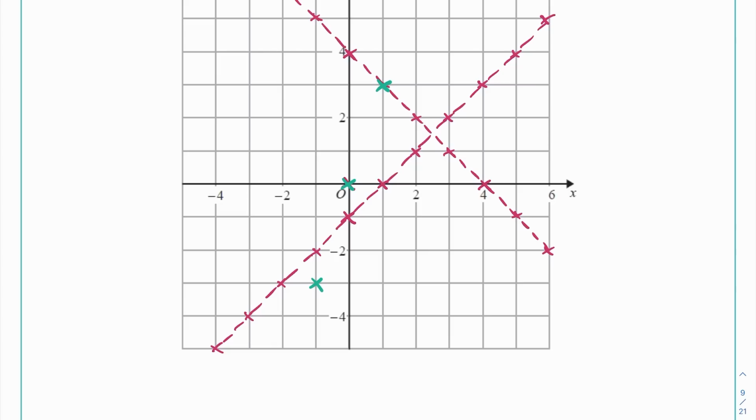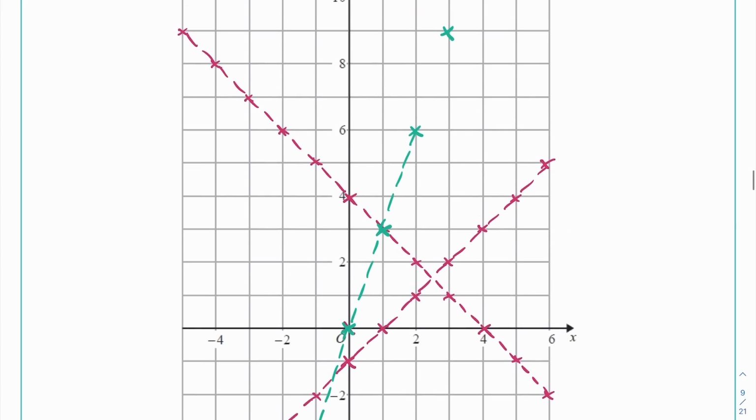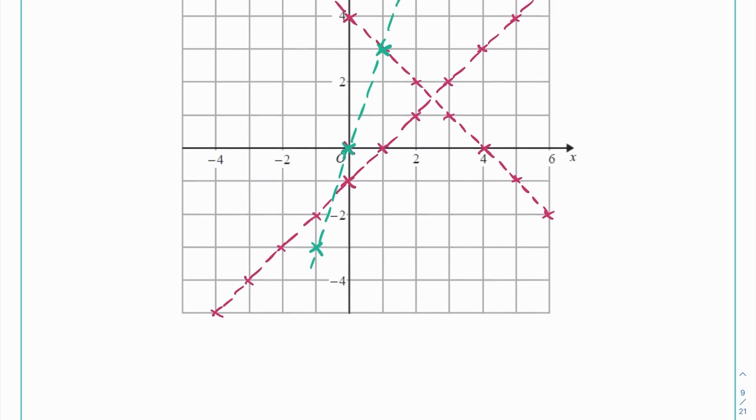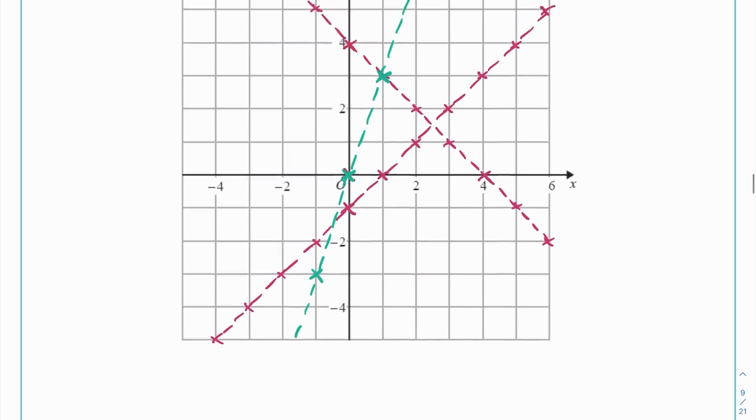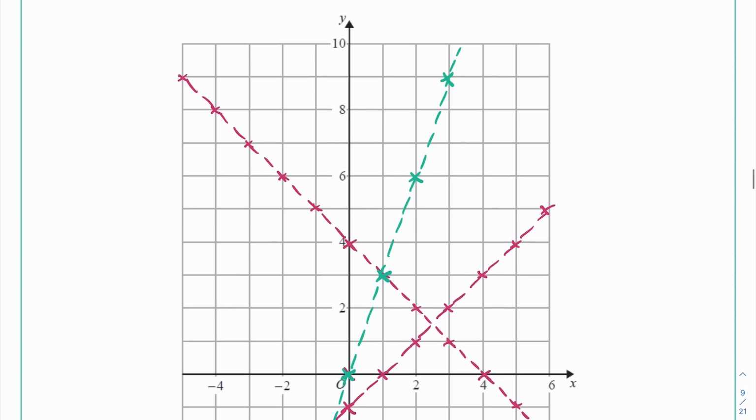So I just need to connect these up again using a dashed line, again using a ruler, making sure this is a nice straight line, and there we go. And just extend that all the way to the top of the grid. It's kind of hard to go beyond that when you don't fully know the pattern, but if you've got a ruler, you can normally extend these quite well. So there we go, there's our 3 inequalities.